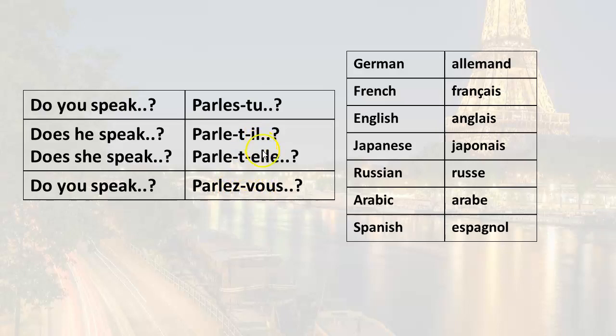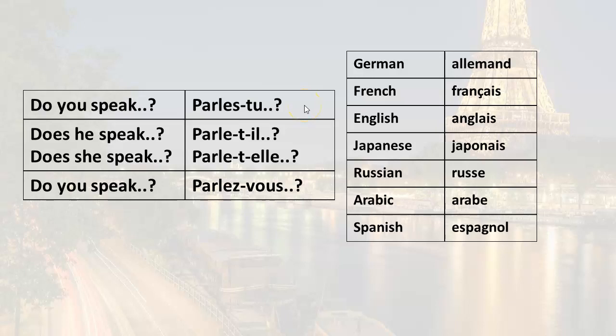Now, il and elle is a special case. Remember, we have two vowels running together. So in this case, when the verb form ends in a vowel, for il and elle, we have to insert what we call the euphonic T to make it sound good. Euphonic just means sounding good. So euphonic T, the question becomes, parle-t-il? Does he speak? Parle-t-elle? Does she speak? Okay, so let's look at a few examples of the questions that you can ask now.